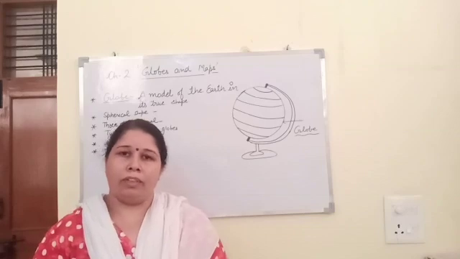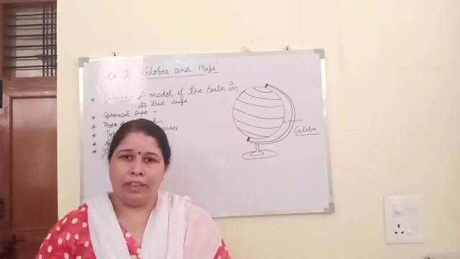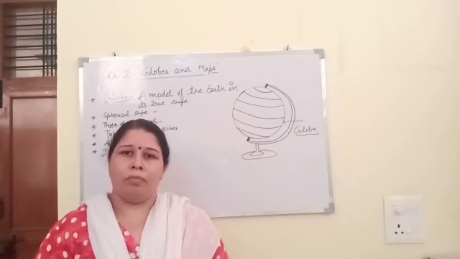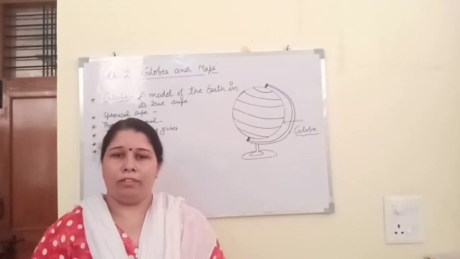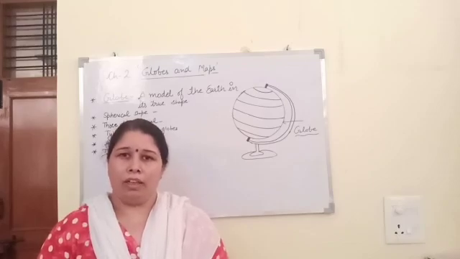Globe is also very useful for seeing the lines of latitudes and lines of longitude. With the help of globe, we can see equator clearly. So, globe provides us a clear view in actual shape and size for the earth.